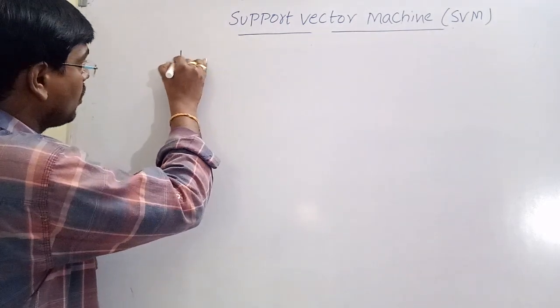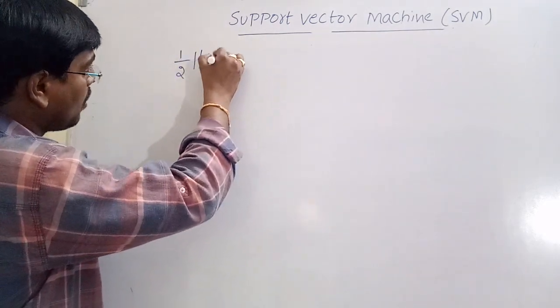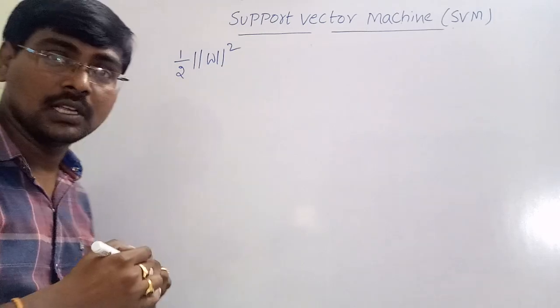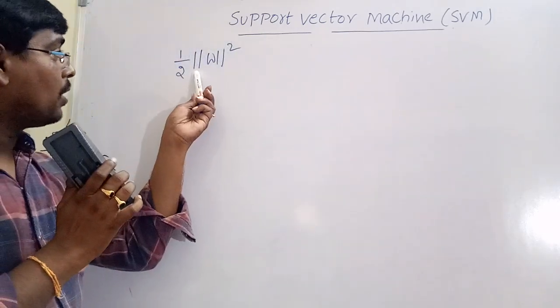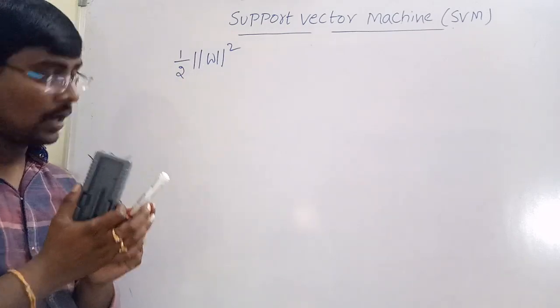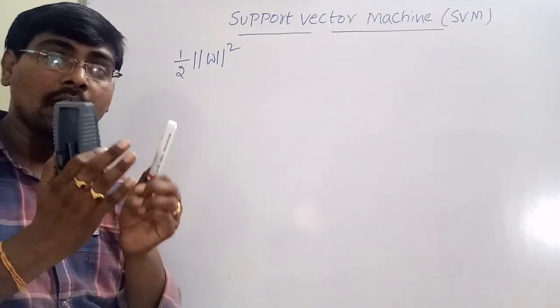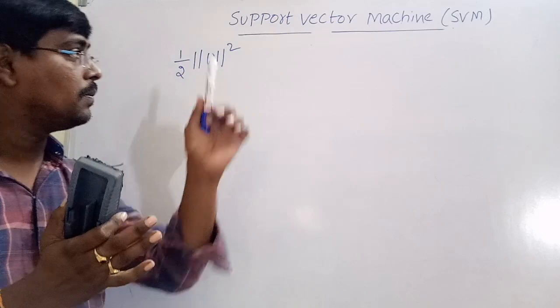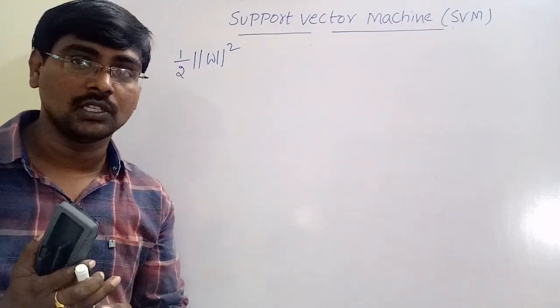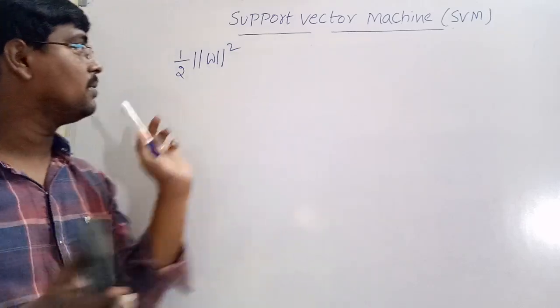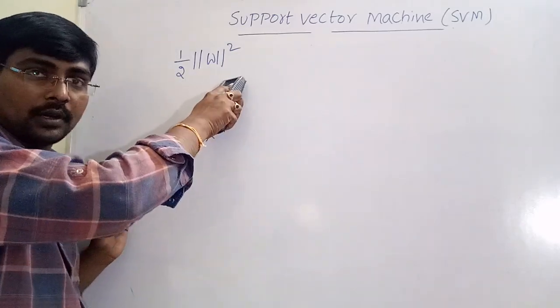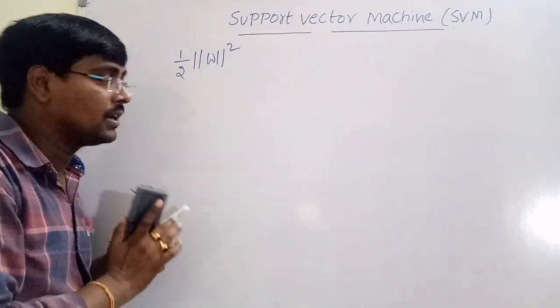Or 1 by 2 mod W square. Why are we using half the distance, that is half the weight vector? 1 by 2 mod W square, provided none of the training examples falls inside the margin. None of the training examples falls inside the margin. Remember, this is very important. Okay, W is the weight vector.